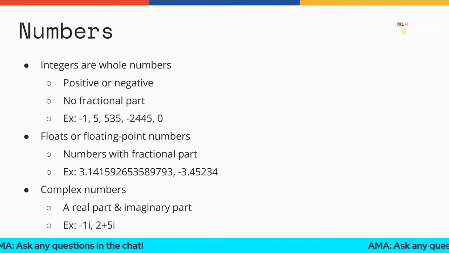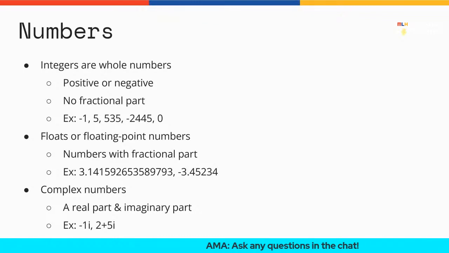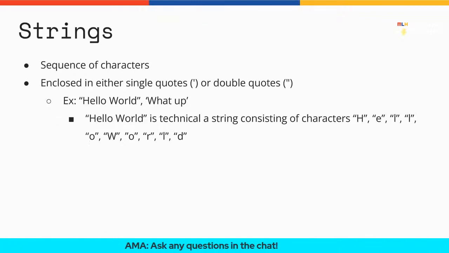So our focus is really going to be on integers and floats, right? So if we need decimal accuracy, we utilize floats. If we don't, we look at integers.